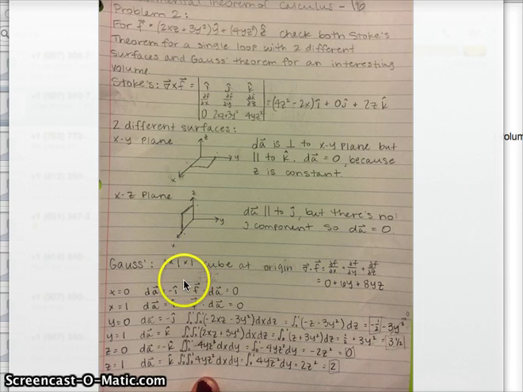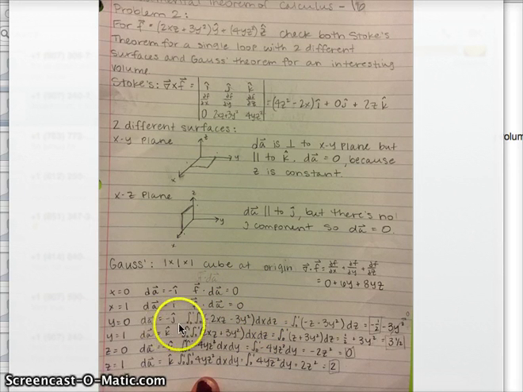For x equals 0, dA is equal to negative i, and so f dot dA is 0. And then for x equals 1, I have it equal to i hat, so it's also 0. For the rest, you actually have to evaluate the integral because they're not obviously equal to 0.